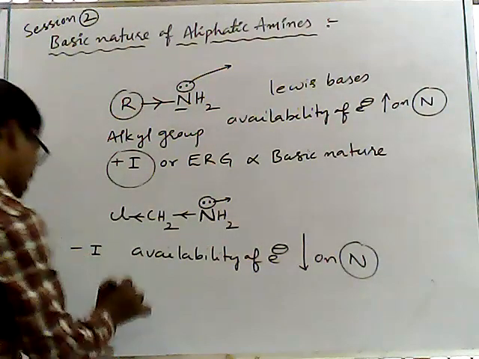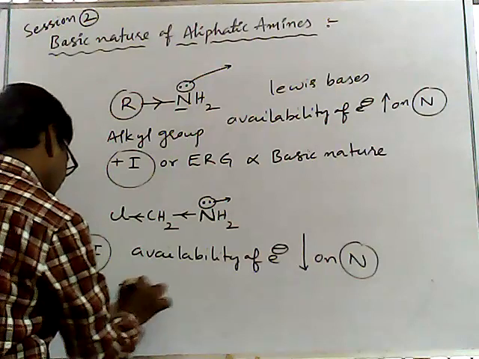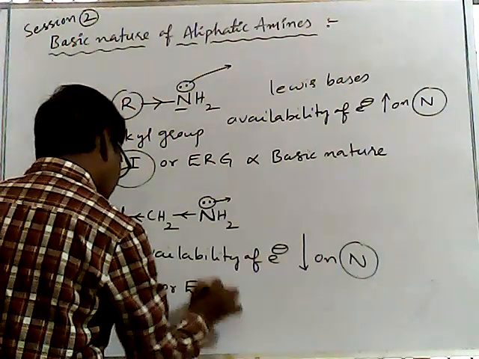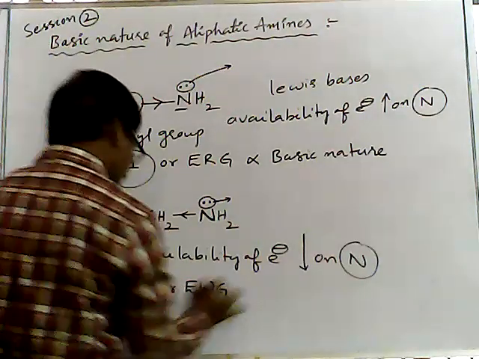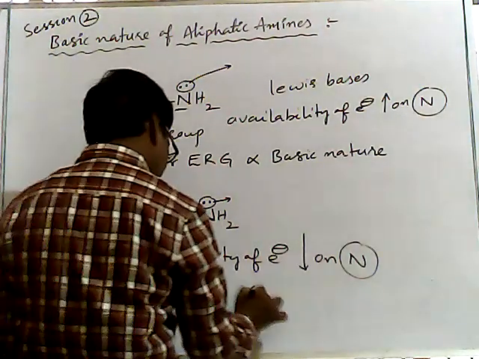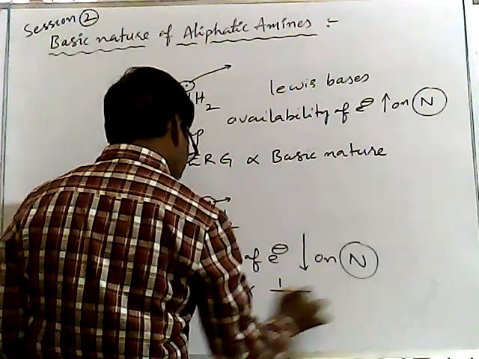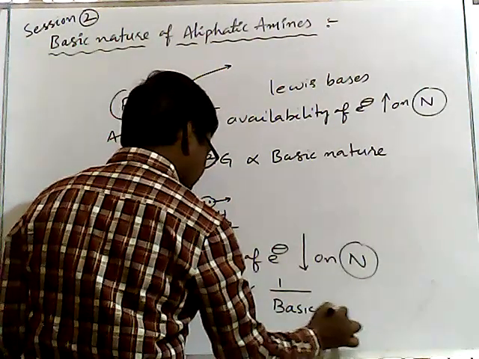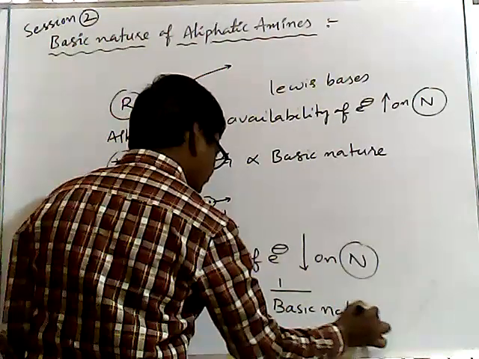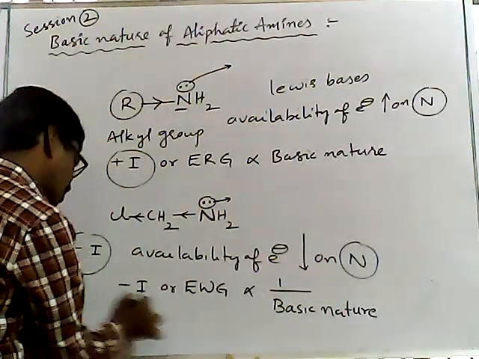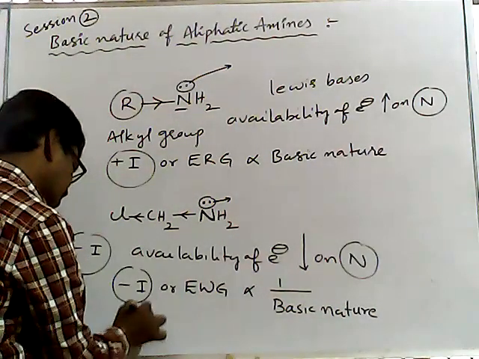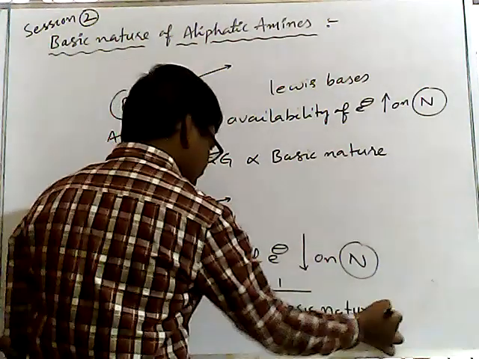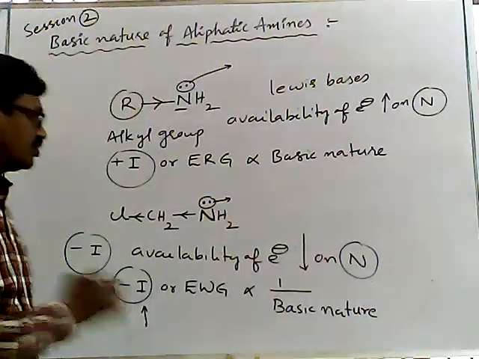Therefore, minus I nature is otherwise called EWG, electron withdrawing nature, which is inversely proportional to the basic nature of aliphatic amines. When EWG, otherwise minus I nature, increases, basic nature decreases. So this you have to remember.